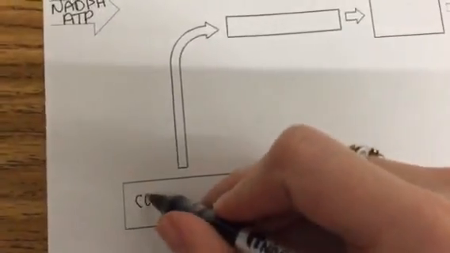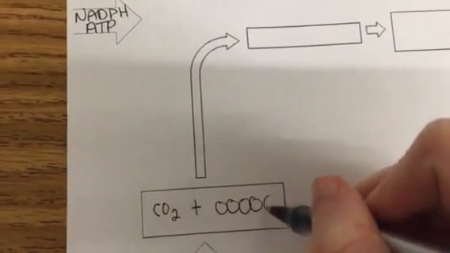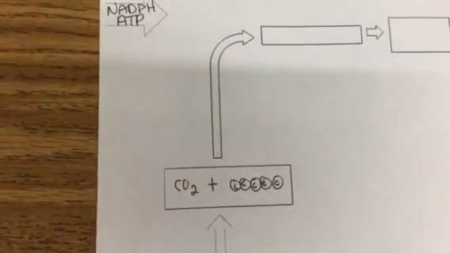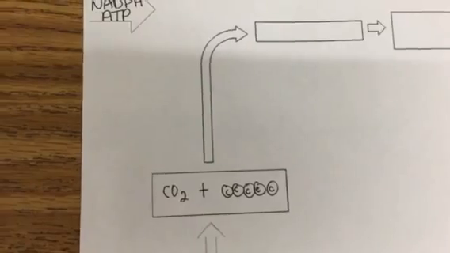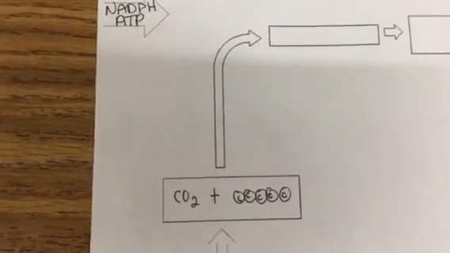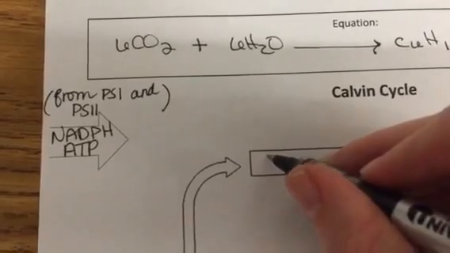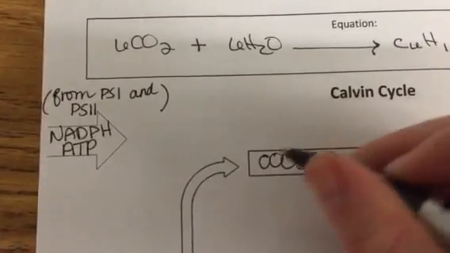We have carbon dioxide combining with a 5-carbon molecule. It's not that that molecule doesn't have anything else in it. Of course, those carbons are going to be bonded to hydrogens and possibly oxygens. We're just not going to show those for simplicity's sake. So we've got that 1 carbon dioxide combining with the 5-carbon molecule to form a 6-carbon molecule.